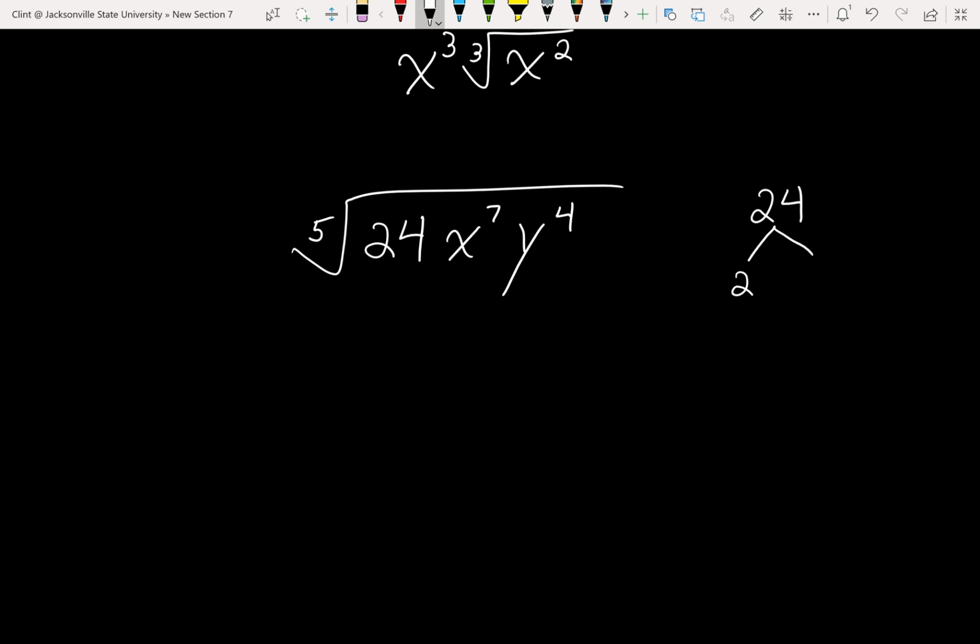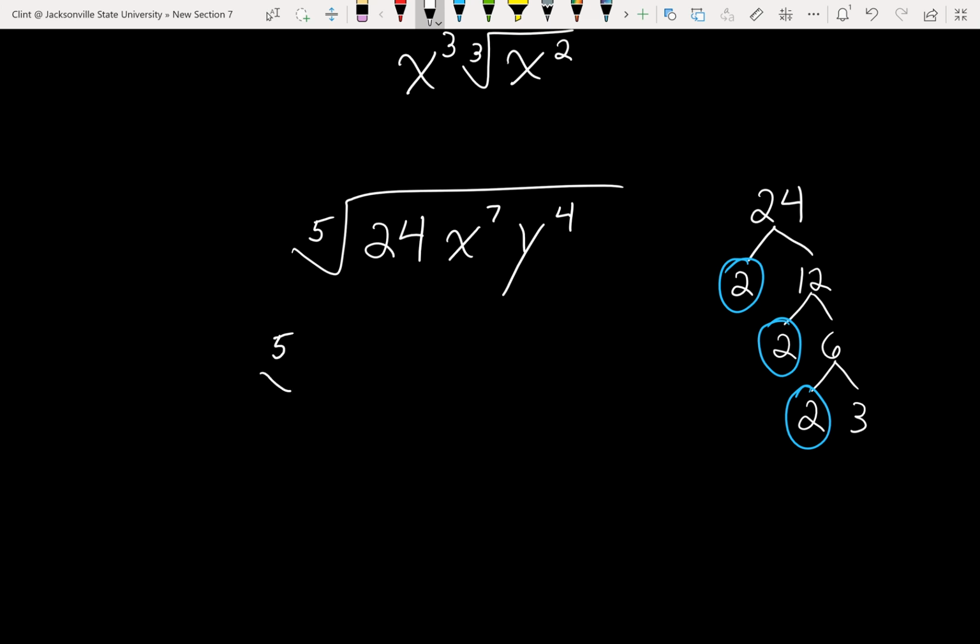2 times 12. 12 is 2 times 6. 6 is 2 times 3. But look at this. The most number of factors we have, we've got 3 2's, but our index is 5, so we don't have enough to get a group of 5 2's there. So 24 is just going to stay. And because we don't have enough of any particular factor, we would have to have 5 of some factor to bring one out, but we don't have enough. So 24 is just going to stay underneath the radical.